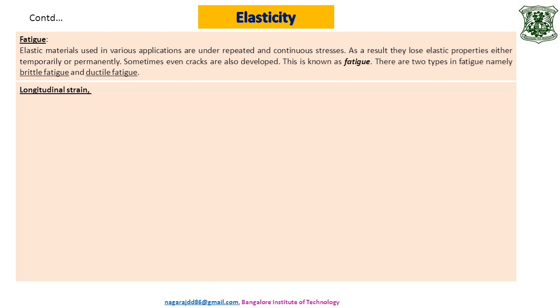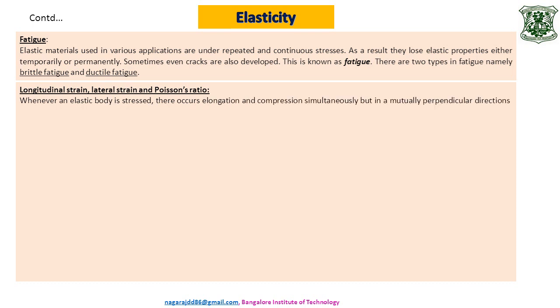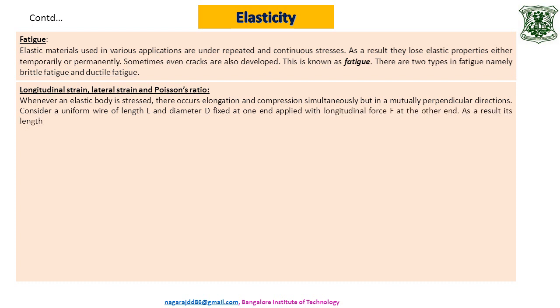Next, longitudinal strain and lateral strain and Poisson's ratio. See, whenever an elastic body is stressed, there occurs elongation and compression simultaneously but in mutually perpendicular directions. Let us consider one uniform wire of length L and diameter D fixed at one end, applied with longitudinal force F at the other end. As a result, its length increases and diameter decreases.